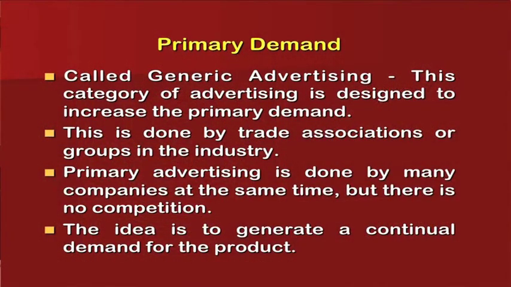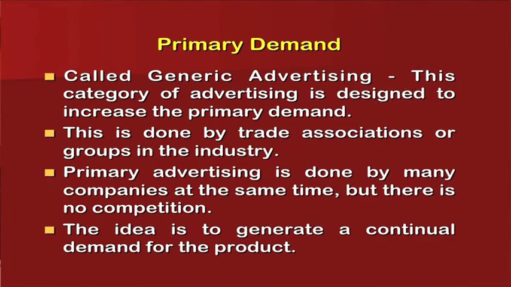And if your production capacity can be increased, then only the advertising can be taken to that level. Now, what is primary demand? It is called generic advertising. This category of advertising is designed to increase the primary demand. This is done by trade associations or groups in the industry. Primary advertising is done by many companies at the same time, but there is no competition. The idea is to generate a continual demand for the product.